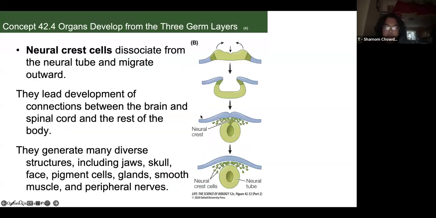So neural crest cells, which are these here, dissociate from the neural tube. They're part of the neural tube at first, but eventually they dissociate and they lead the development of connections between the brain and spinal cord and the rest of the body. Like we mentioned, the nervous system is throughout your entire body. It's throughout your hands, feet, etc., and also your brain and spinal cord. So that's what's caused by the neural crest. These help create those connections.